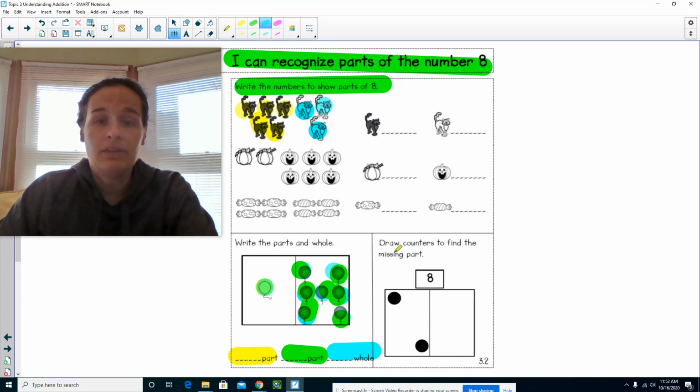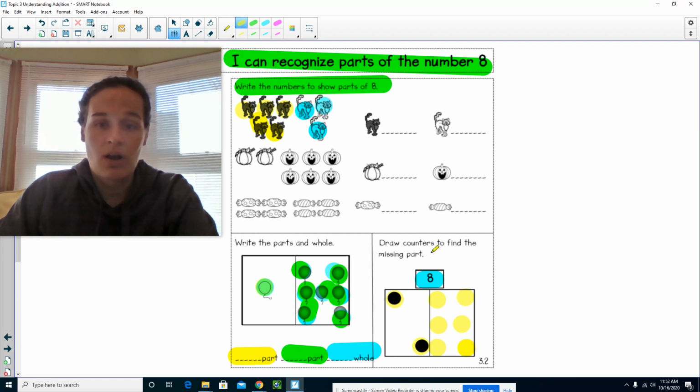Okay. Here it says draw counters to find the missing part. So this is a little different. We know the whole is 8. We know one part is 2. You need to draw dots here until you get to 8. So I'm going to model that for you. So I have 1, 2 already. I'm going to keep counting until I get to 8. 3, 4, 5, 6, 7, 8. So the part that was missing was 6.